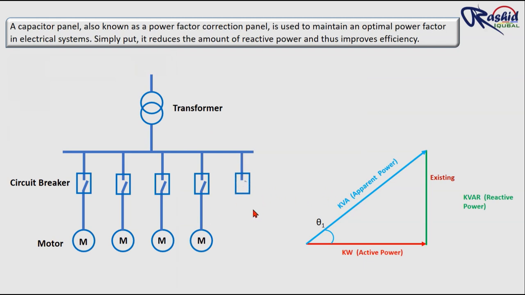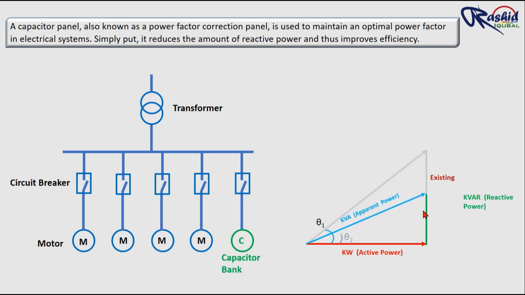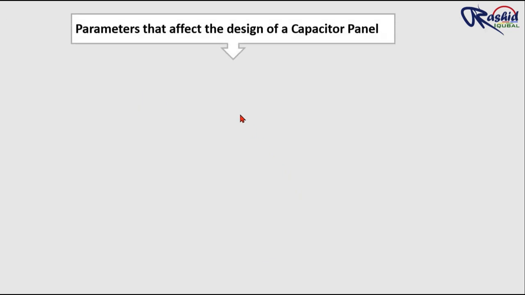Here you can see, when you connect a capacitor bank to an inductive load, the reactive power decreases, which reduces the total apparent power. As a result, the power factor improves, making the system more efficient. Before we jump into the calculation part, let's understand the key parameters that affect the design of a capacitor panel.